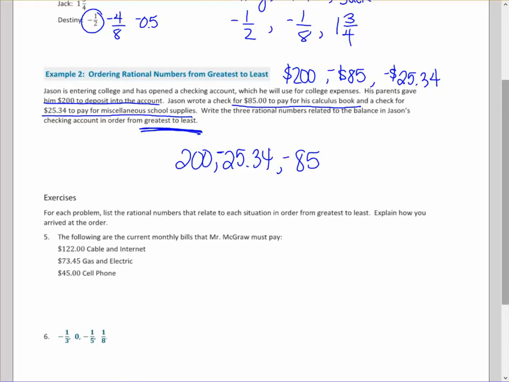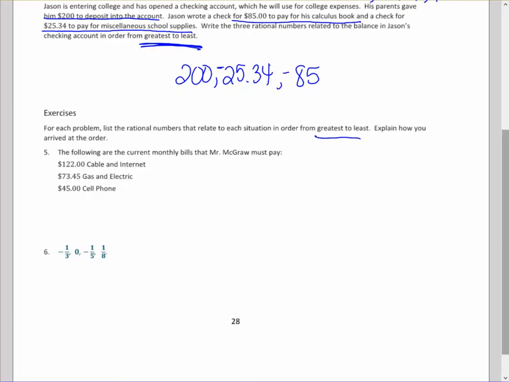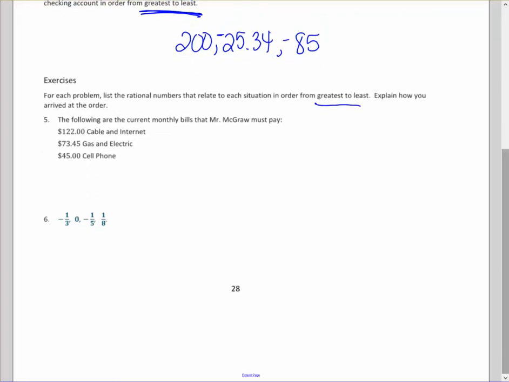All right, for each problem, list the rational numbers that relate to each situation in order from greatest to least. Explain how you arrived at the order. I'm all about skipping that right now. Oh, more bills. I'm sick of that. Let's go on to 6. You'll deal with bills your whole life. But just a fun list of numbers, you probably won't.